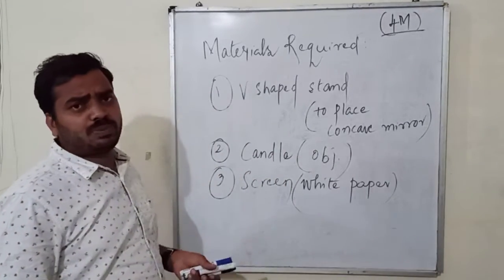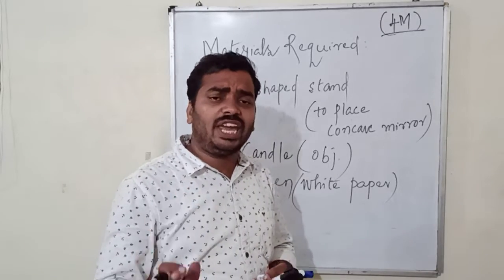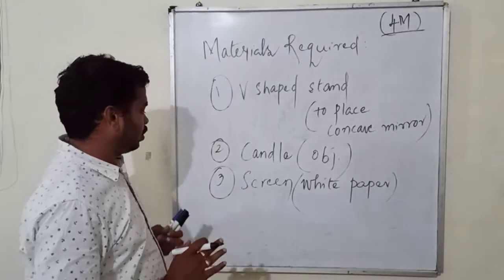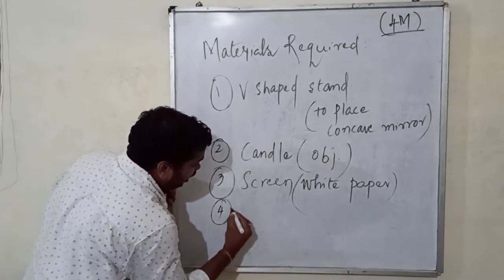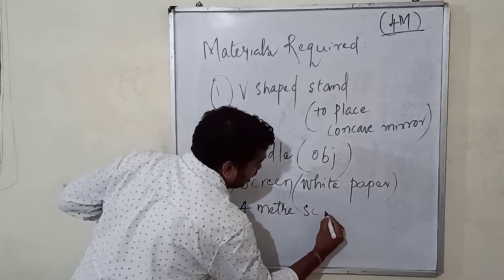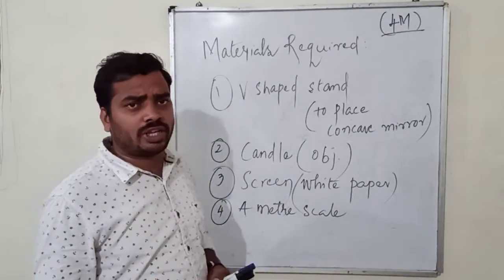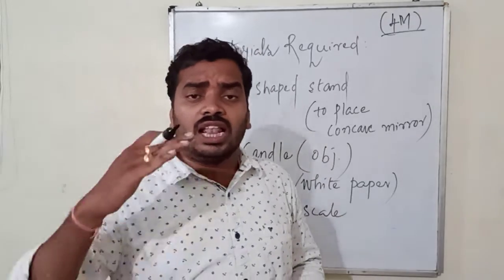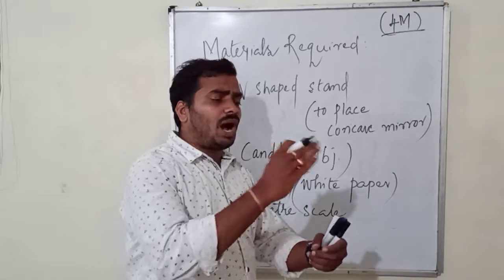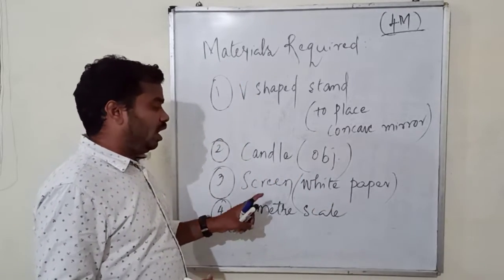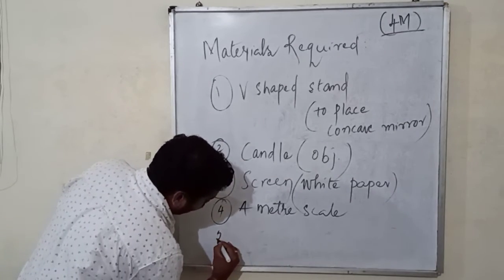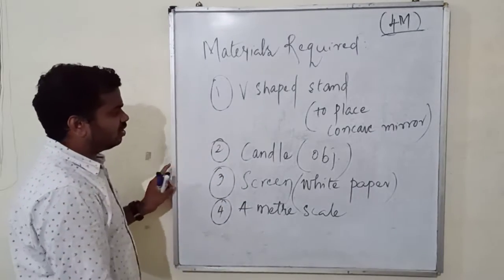Whatever way I am explaining this lab activity, that is the way you are going to present this answer in your examination. Next, fourth, a meter scale. A meter scale which has markings upon it: 1 centimeter, 2 centimeter, 3 centimeter, like that. 1 meter is equal to 100 centimeters, so 100 centimeters would be marked upon that scale. Such a scale would be considered. Yeah, that's all. These are all the requirements.